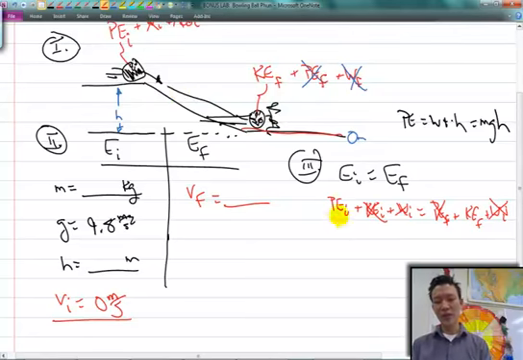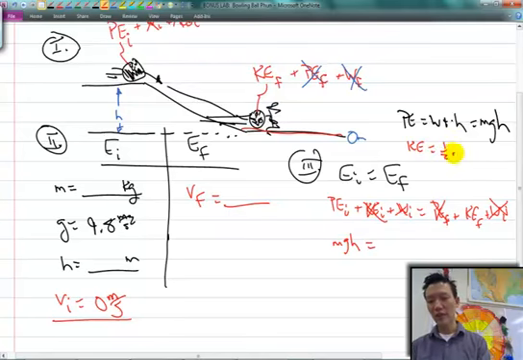How come? Because PE is MGH. And how do you find KE? You guys remember? KE is real easy. KE is 1/2 mv squared, okay? So we can actually just set this, MGH initial. I should make this h initial. There we go. What's the height final? Height final is 0. There we go, okay? Is equal to 1/2 mv squared final.